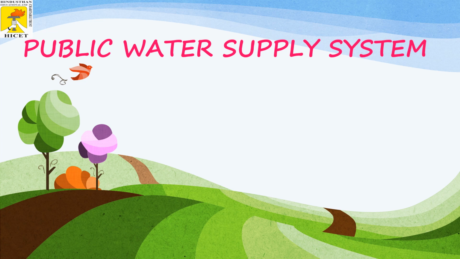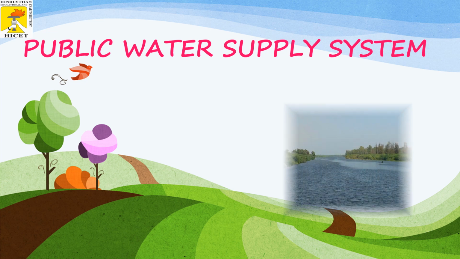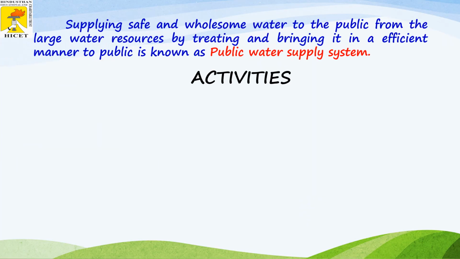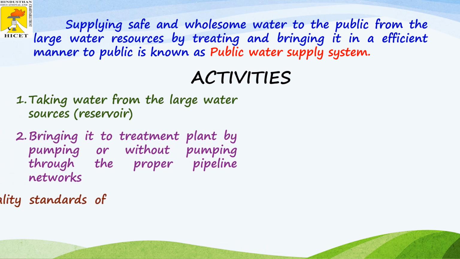Today we will see a topic of public water supply system. Supplying safe and wholesome water to the public from the large water resources by treating and bringing it in an efficient manner to the public is known as a public water supply system.